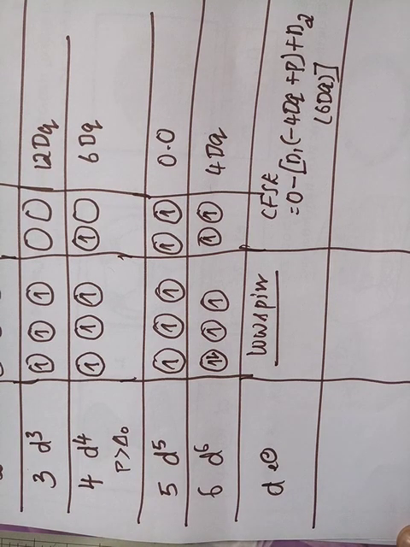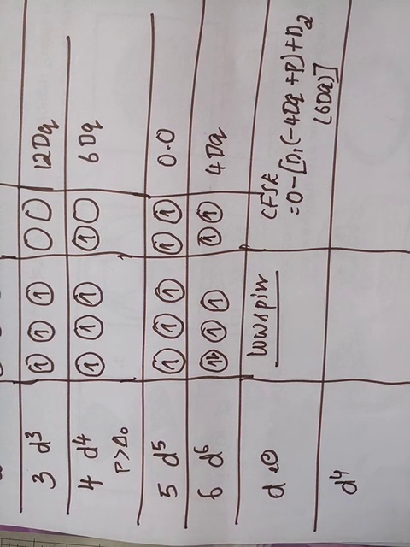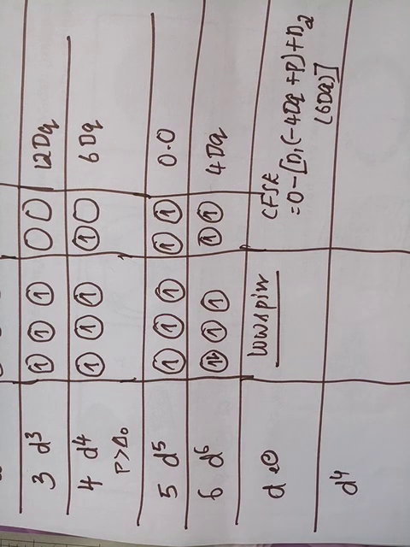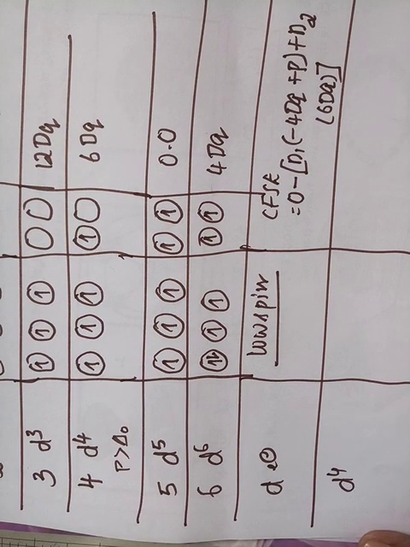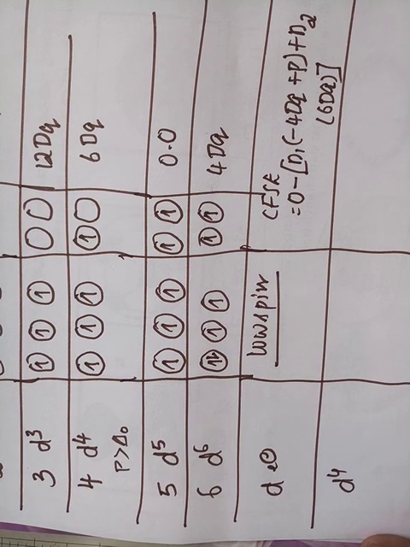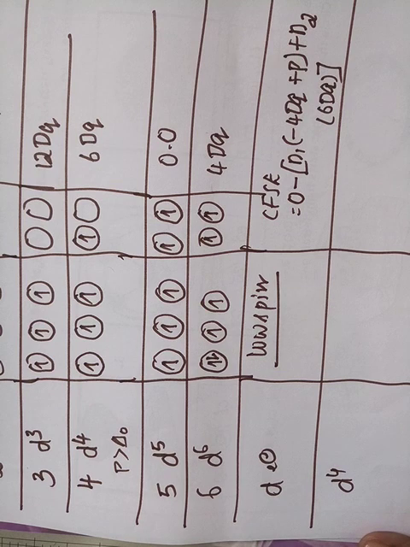Let us consider a d4 system. If you take a d1, d2 or d3 system, the electrons will occupy the lower energy T2g orbital and there is no pairing. The pairing occurs only when the number of electrons in the d orbital exceeds 3. When the d orbital has 4 or more electrons, the pairing will occur.